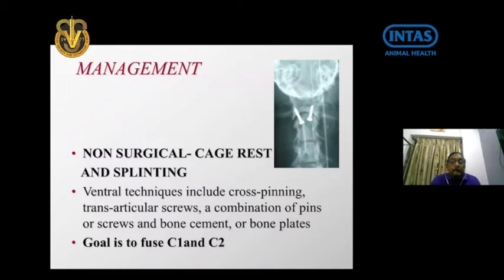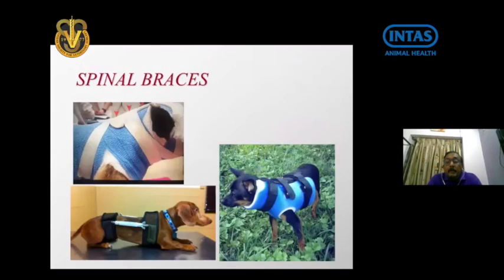Okay. There are so many techniques available, but the best technique for us to do would be this C1-C2 fusion. You can use plenty of spinal braces as well, okay, to rest the dog. If people are looking at cage rest, you could use anything from a wet trap where you don't see the dog at all, or there are a lot of spinal braces available in the market. And if you have this, the brace has to remain throughout life.